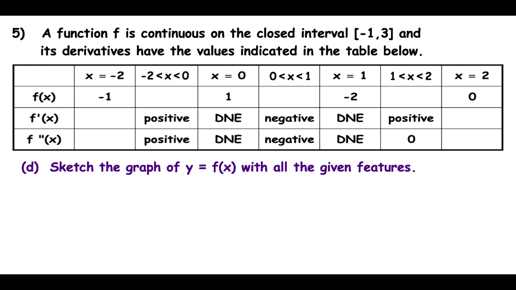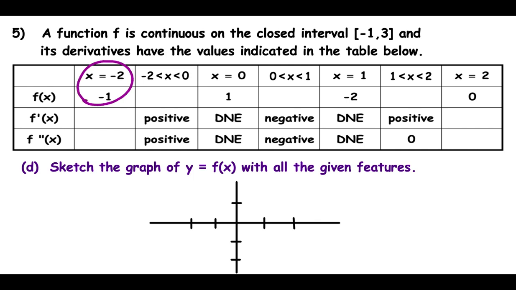I'm going to go ahead and start with D first, going out of order. I think that'll make parts A, B, and C much easier because I'll have a picture to refer to. So here goes. All right, we know that the graph goes through 4 points. I can see that it goes through (-2, -1), (0, 1), (1, -2), and (2, 0). So I'm just going to go ahead and plot those points right now.